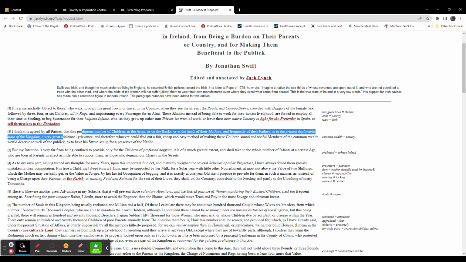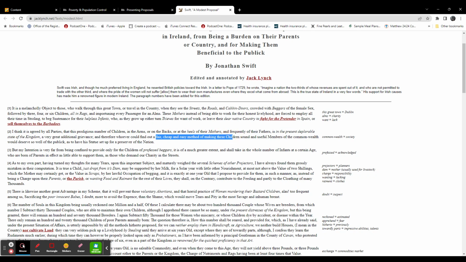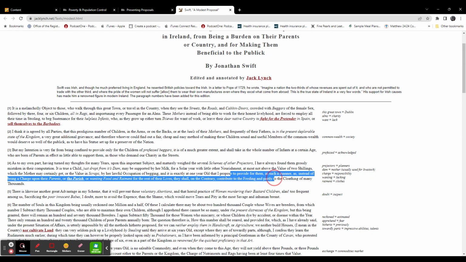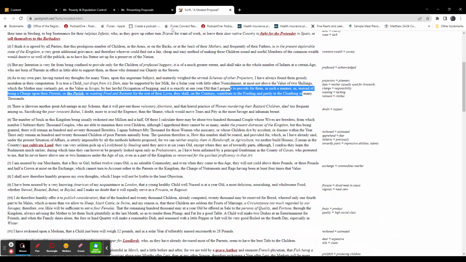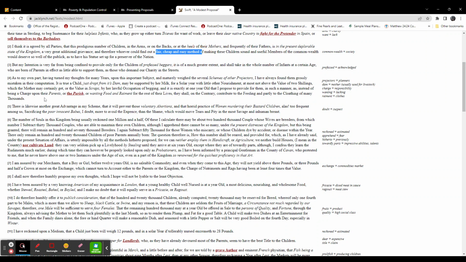And we need to find a way to provide for them a fair, cheap, easy method to make these children sound, make them sound useful members. And the best way that we can do that is to eat the children, to provide for them, let them contribute to the feeding and partly to the clothing of many thousands. Okay, so that is the solution that he's calling for, with some conditions, a three-part condition.